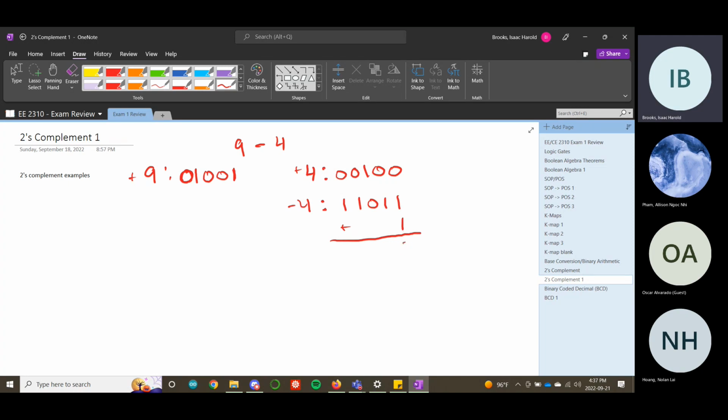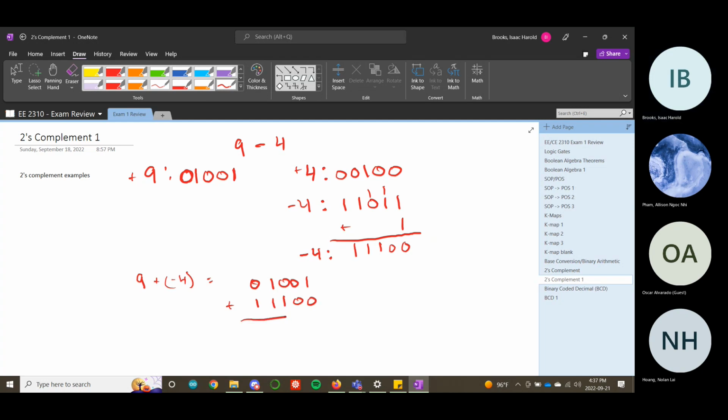So 1 plus 1 is 0, carry 1. 1 plus 1 is 0, carry 1. Is 1, 1, 1, 0, 0. So this is -4. And if you ever want to check yourself, you could add +4 back to -4, and you'd notice that everything would ripple and carry out, and you'd be left with all zeros with an overflow. We'll talk about overflows in a second, but this is an example. So now we have 9 plus -4 is 0, 1, 0, 0, 1 plus 1, 1, 1, 0, 0.